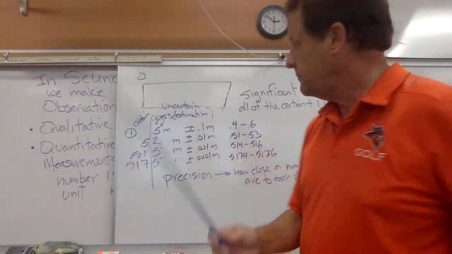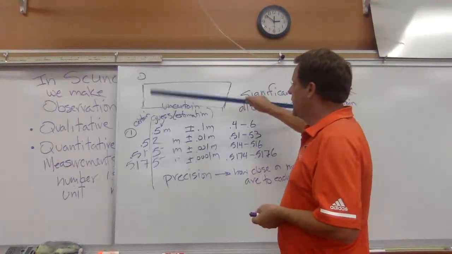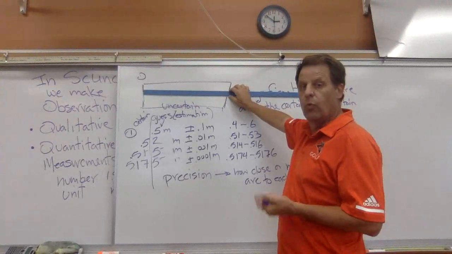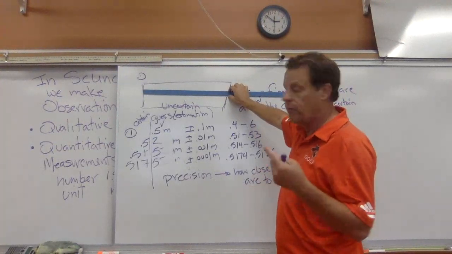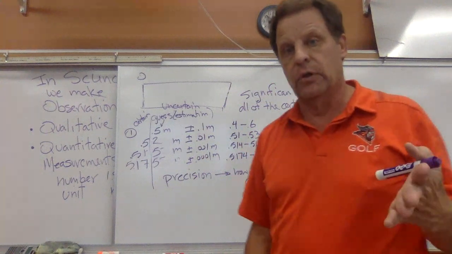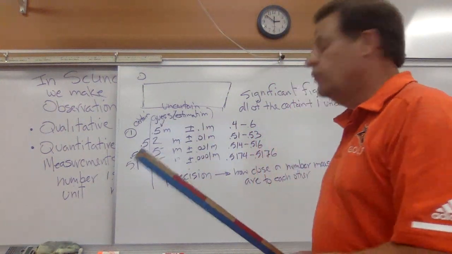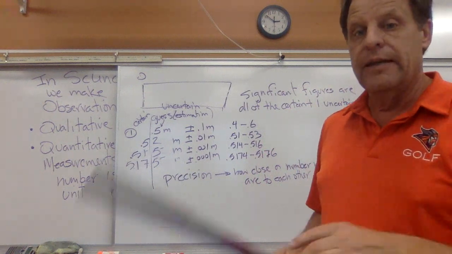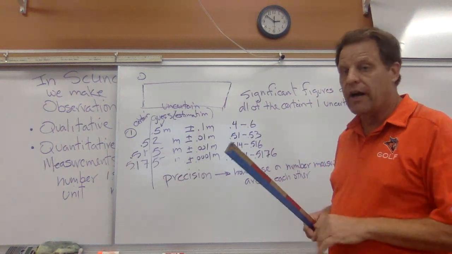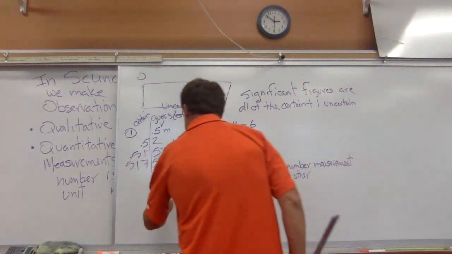Now, if we went and used this, for example, and we said that the length from here to here was 1.5, then clearly we're wrong. So accuracy is not the same thing as precision. Accuracy is not the same thing as precision, although they are related.